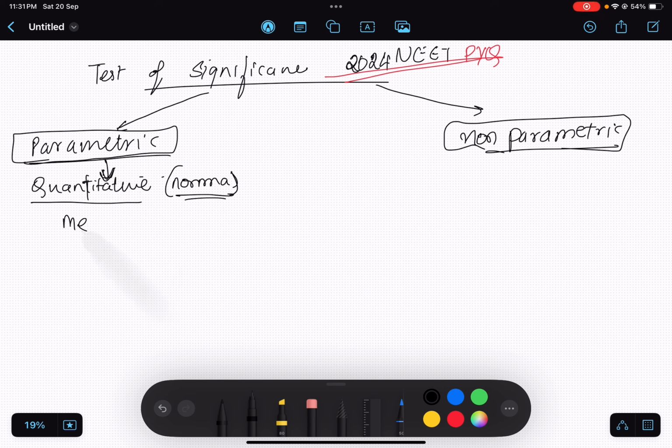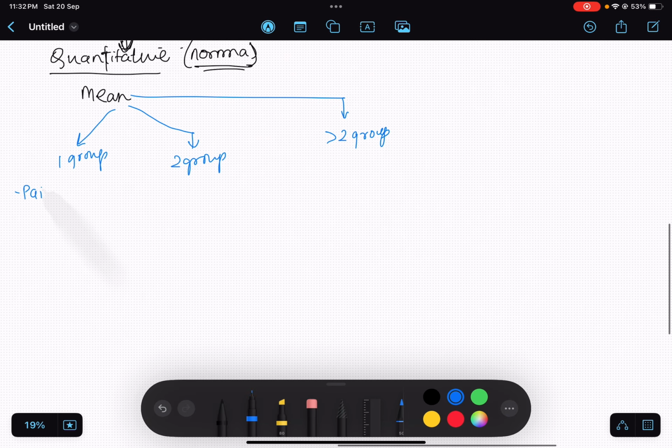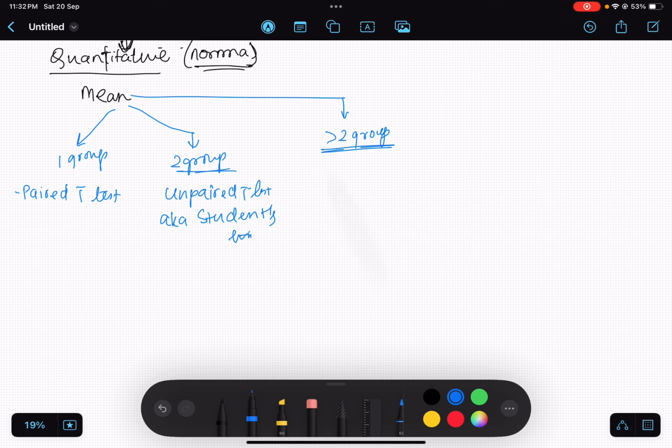In this, remember mean. It will be done for mean of one group, mean of two groups, and mean of more than two groups. For one group you do paired t-test. For two groups you do unpaired t-test, also known as student's t-test. And for more than two groups we do ANOVA.